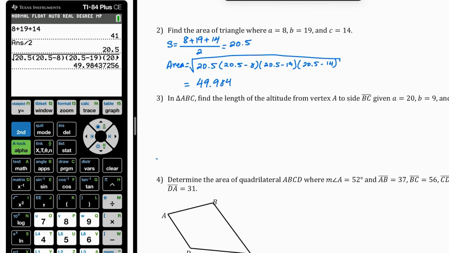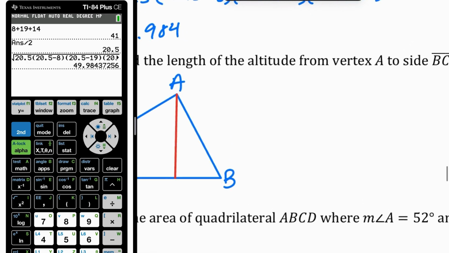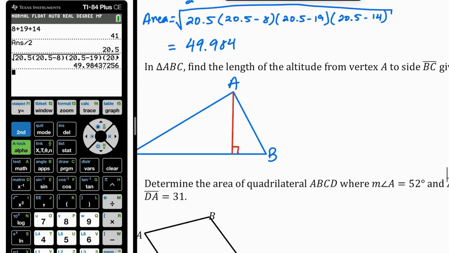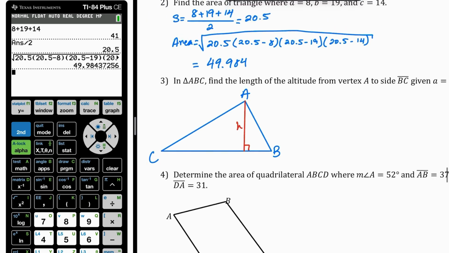So what I'm going to do here is I'm going to draw a triangle. I'm going to call this A, I'm going to call this B, I'm going to call this C. They're asking us to find the altitude from A to B. So let's see if I can get that to be as close straight up and down as I can, eyeballing it. So that's what I'm looking for. This is also called the height of that triangle. But they gave us all three side lengths.